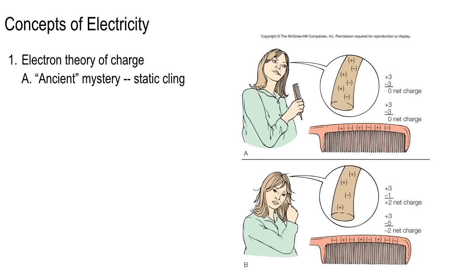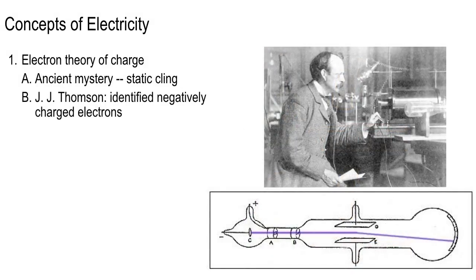So this idea of static cling, the guy that figured out that it was electrons behind it, his name was J.J. Thomson. There's a photograph of him. He was a scientist up at Cambridge in England, and a pretty famous guy now. He discovered the electron, basically. And he did it with an electron gun. Well, they didn't know it was an electron gun. But there's a little schematic diagram of it there below his photo.